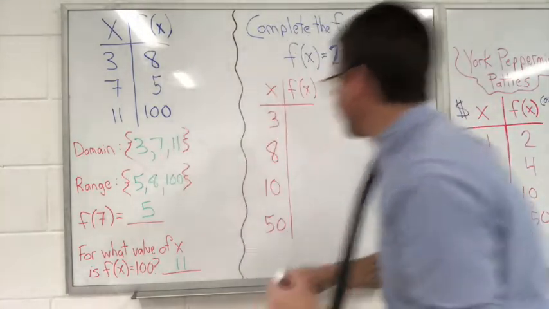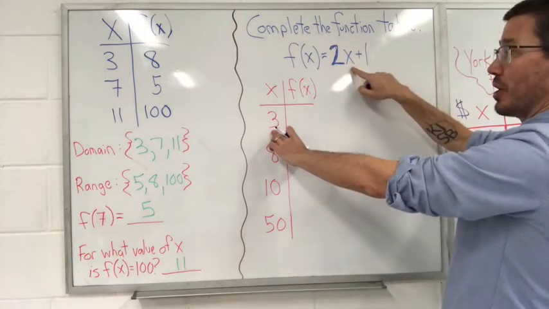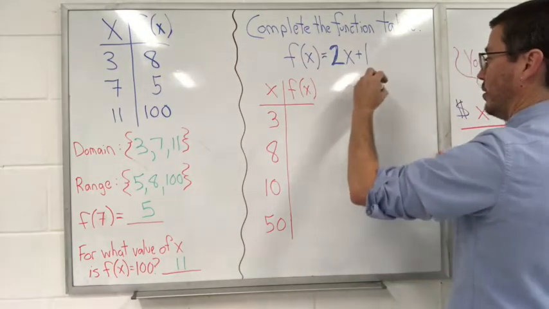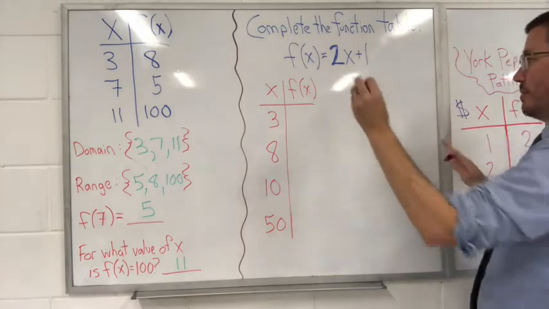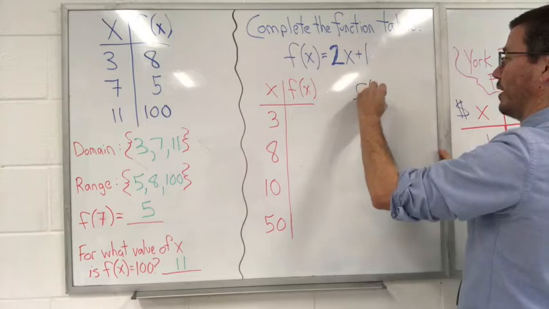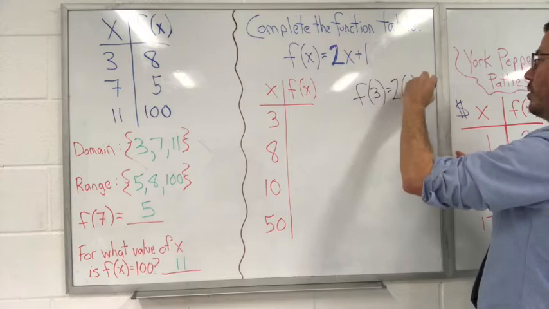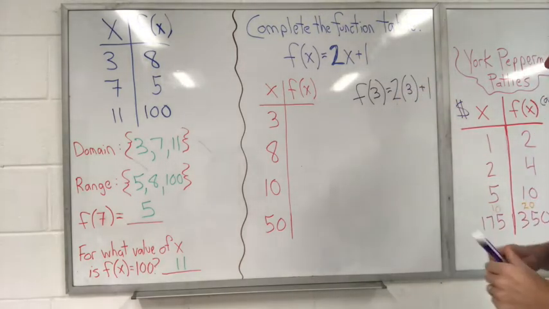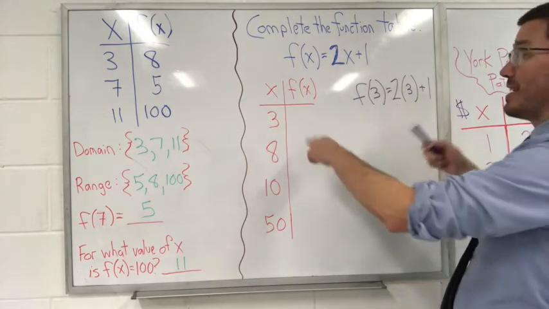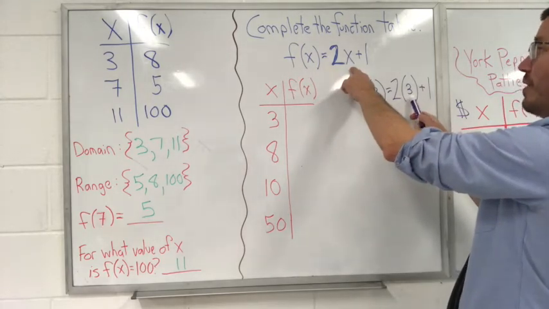I'm going to take 3, and I'm going to input it into this function. This is how you want to write this down, all right? I don't want to draw arrows. I don't want to clumsy it up. I'm just going to write f of 3 equals 2 times 3 plus 1. What did I do? I inputted 3 into this function. Everywhere there was an x, I replaced it with a 3. So I put a 3 there, and I put a 3 there.